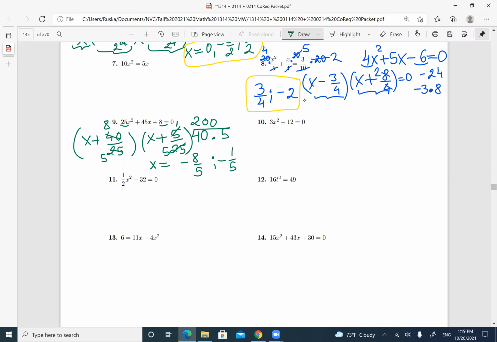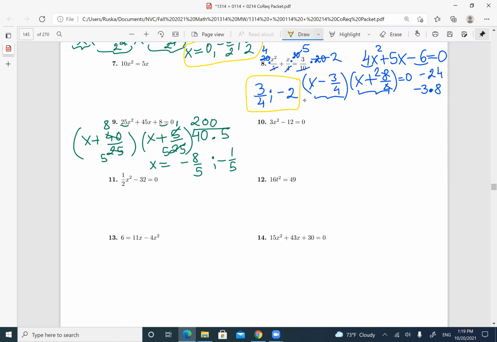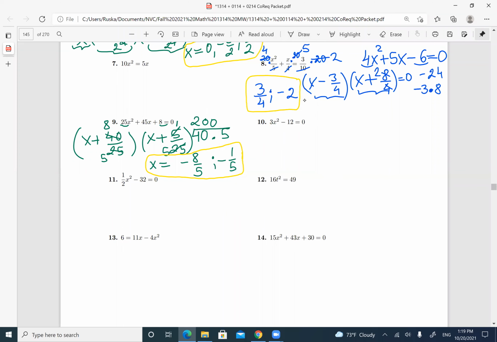So those are my answers. x equals negative 8 over 5 and negative 1/5. Both of those are negative because you switch the sign. If you want to move it over, you have to do the opposite, so subtract, and it's going to be negative. Okay? So those are my solutions. Any questions on 9? Okay, let's go ahead and do number 10.